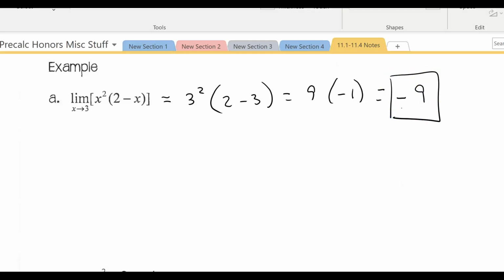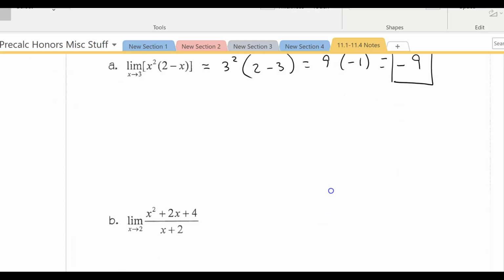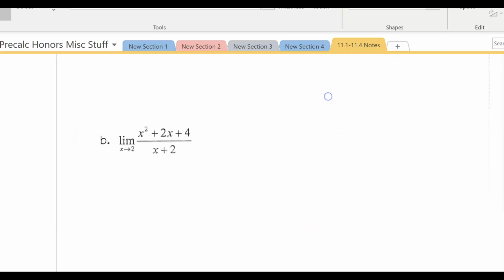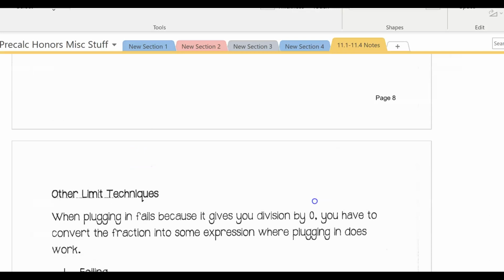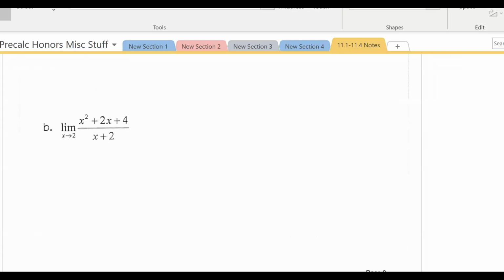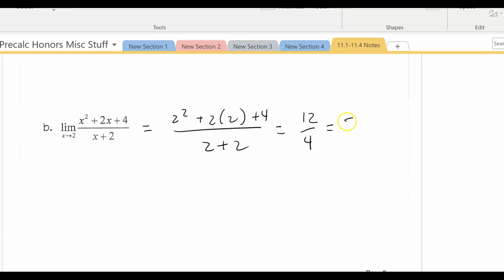And going on to part B, just checking 2 in the denominator here. That's not going to give us 0, so that's okay. So we're going to have 2 squared plus 2 times 2 plus 4 over 2 plus 2. So that's going to be 4 plus 4 plus 4. That's 12 over 4, which would equal 3.